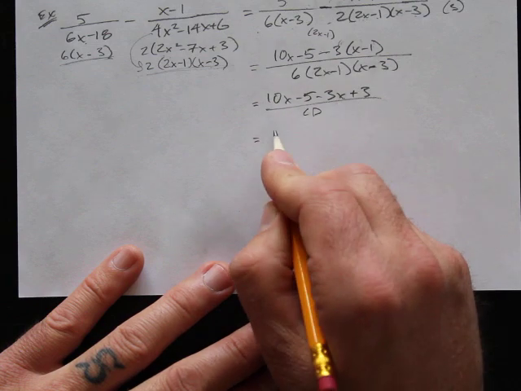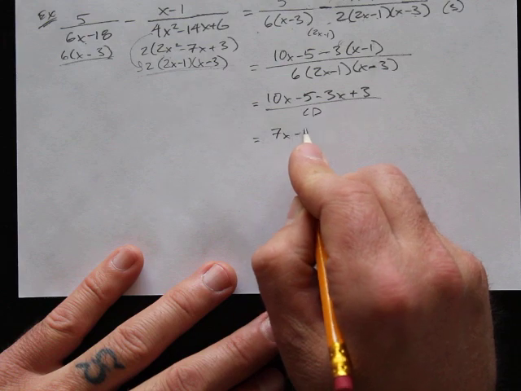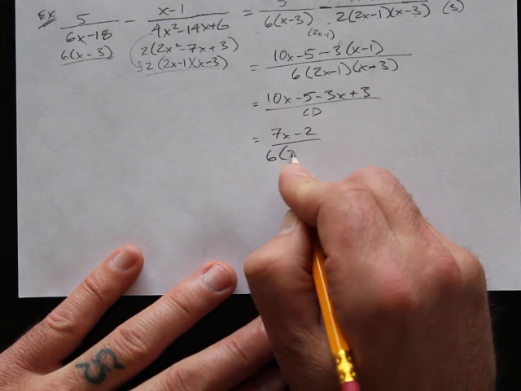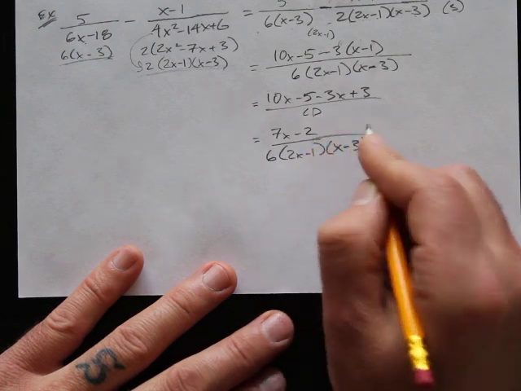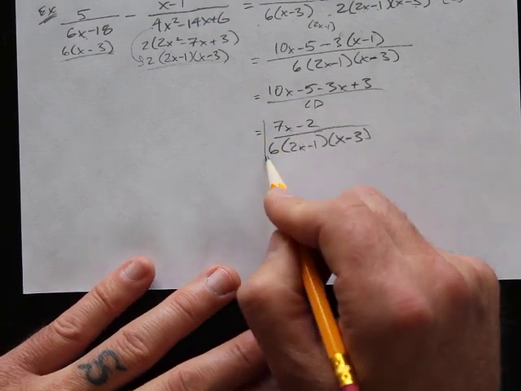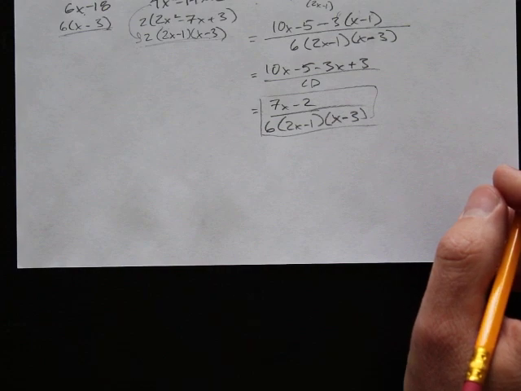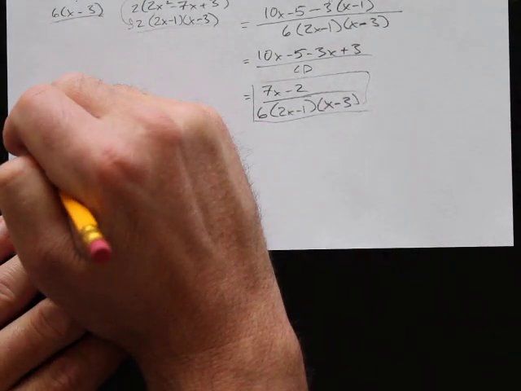10x minus 3x is 7x. Negative 5 and positive 3 is negative 2 over my common denominator, which is 6 times 2x minus 1 times x minus 3. And that's all that she wrote. I can't do anything else to that mess right there. Okay, let's go right on into another one.